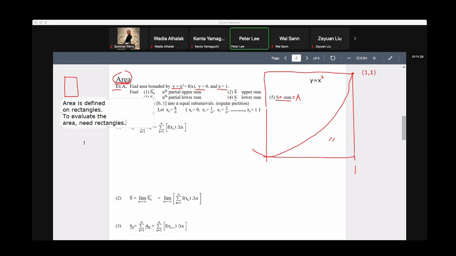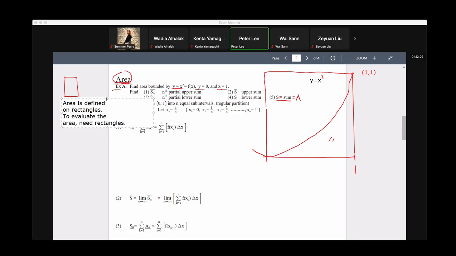Again, the area of a triangle is half times base times height. Why do you think it's half of something? You know why? Because base times height is actually the area of a rectangle. So the area of a triangle equals half times the area of a rectangle. So all the areas are actually based on rectangles.